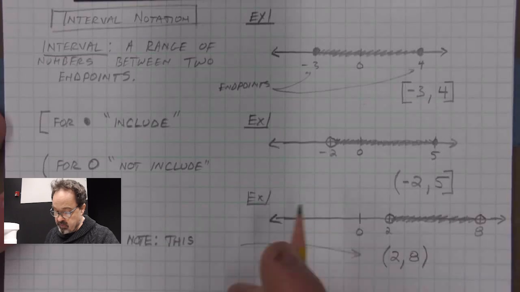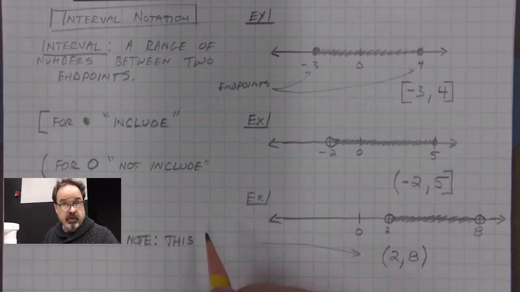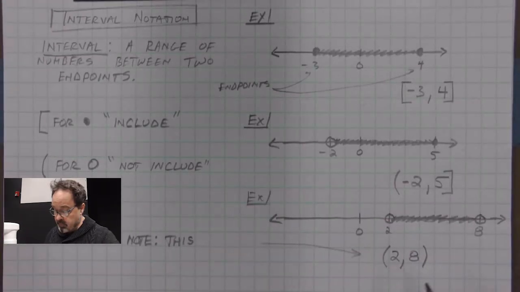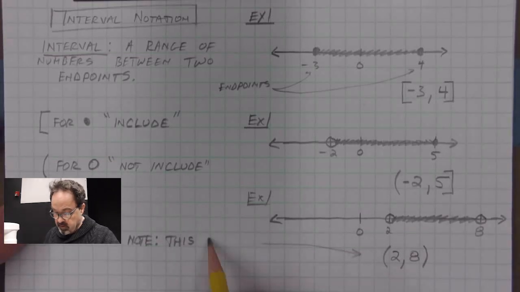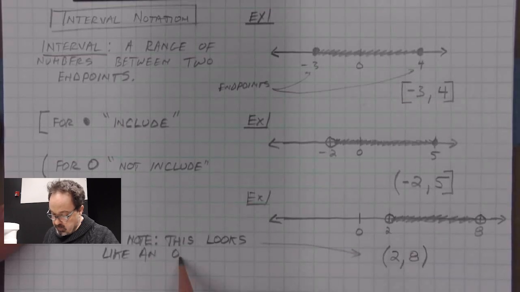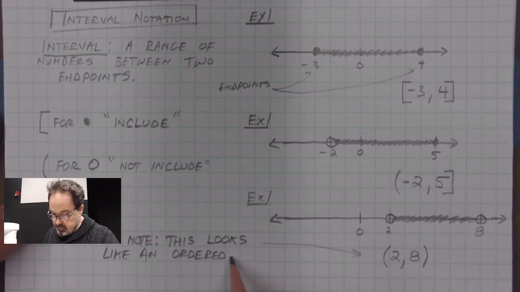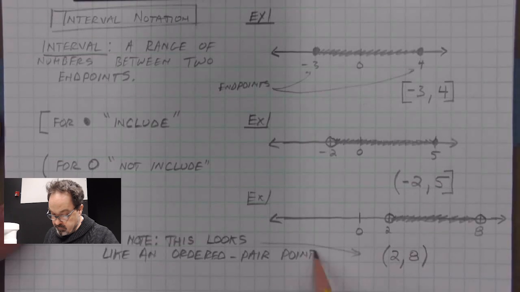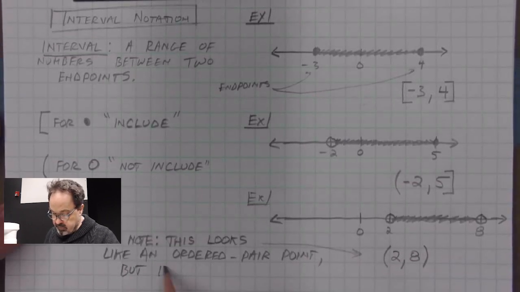It's using similar notation to express a different concept. And we have to be careful of this. This is uncommon in math, that this looks like an ordered pair point. But in this case, it's an interval.